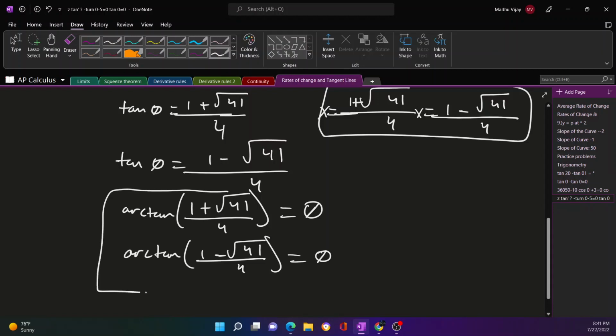Now again, this can be very, very annoying if you don't have a calculator. I'm pretty sure it's impossible to do without a calculator, but you can plug this in to get a numerical value.